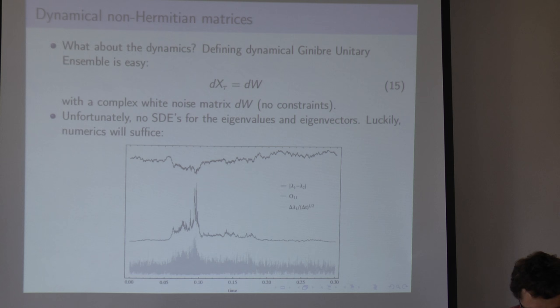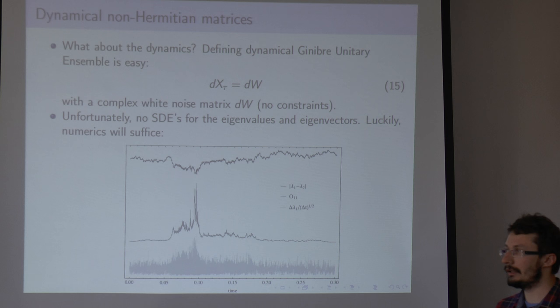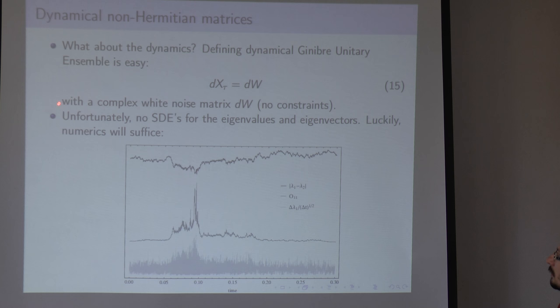Okay, but in either case, what we have is, again, a dynamical non-Hermitian matrix, and this non-Hermitian matrix is defined like before. There are no constraints now, so we have just complex numbers here. The basic problem is that we don't have these stochastic differential equations like we had before, or at least they are problematic to calculate. It can be done, we're working at it right now, but for us it will suffice to look at this picture. We looked at a random 2x2 non-Hermitian matrix, realized this process on these matrices, and looked at the eigenvalues and O11, which is one of these eigenvector correlators.